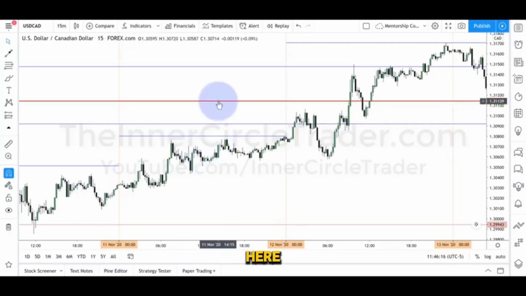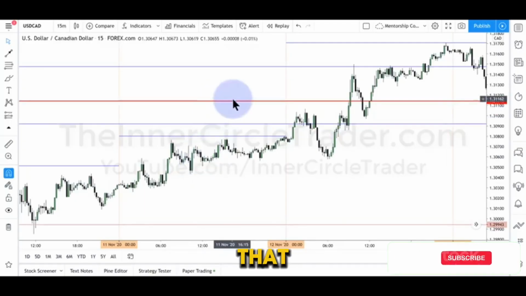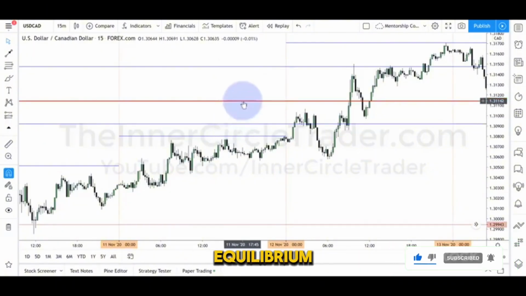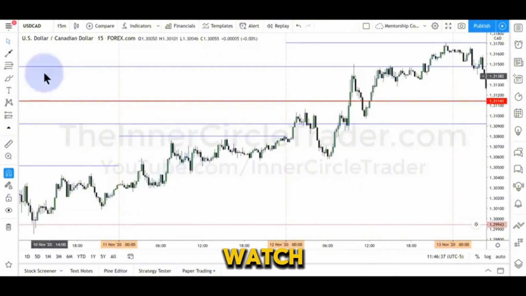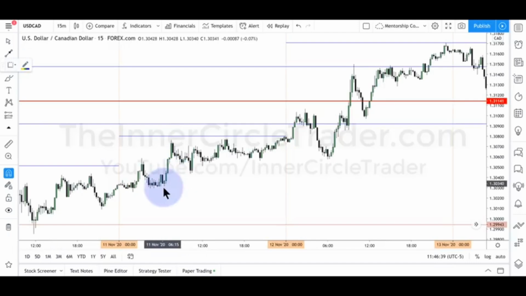So we have equilibrium here. So we know the price could jump to that, or at least this level here. And this level is the initial one because it's below equilibrium and it's the old liquidity pool on day 2. Look at how price trades back down into this run here. Isn't this an optimal trade entry? Watch. Here's your swing low.